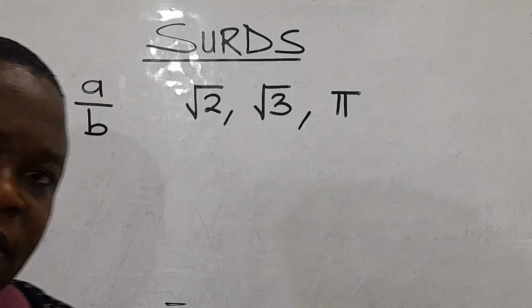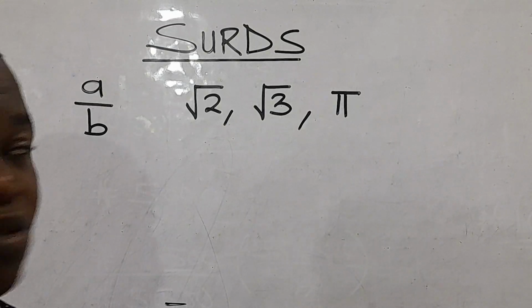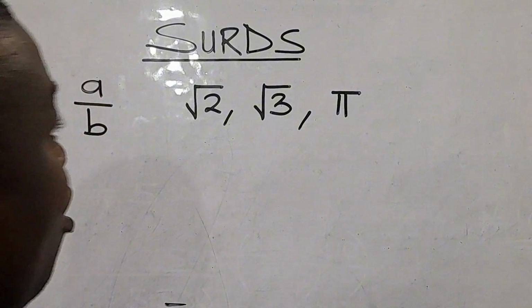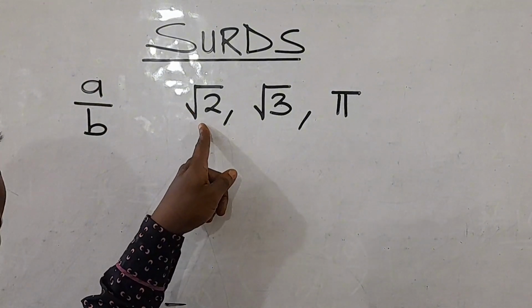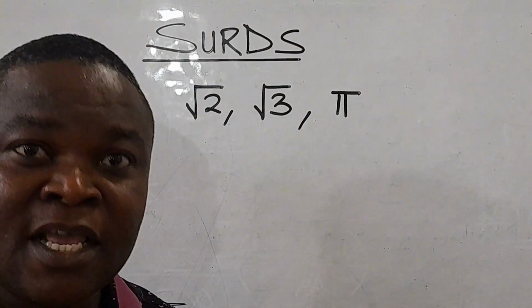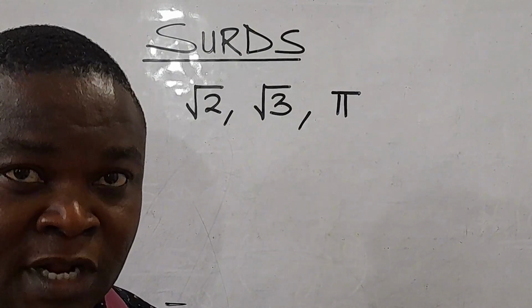Some persons will ask, what about 22 over 7? Well, 22 over 7 is just an approximate value to represent pi. But pi is not exactly 22 over 7. Now for surds, we are looking at all irrational numbers, meaning all square roots except those of perfect squares. Those of perfect squares are rational numbers.